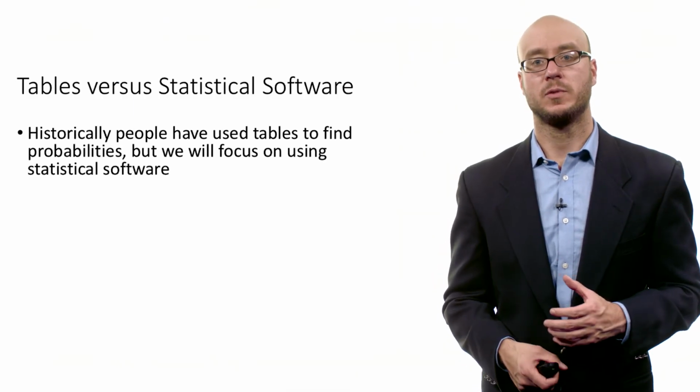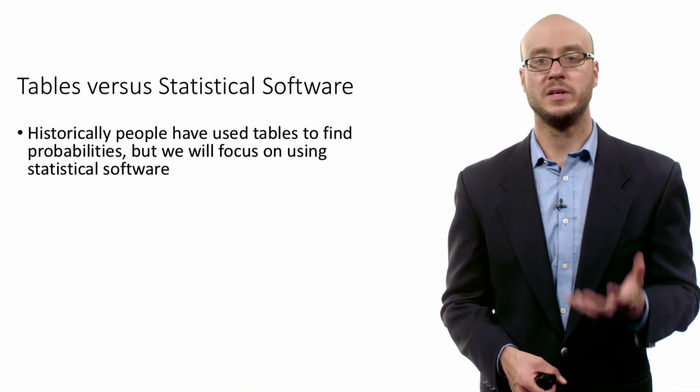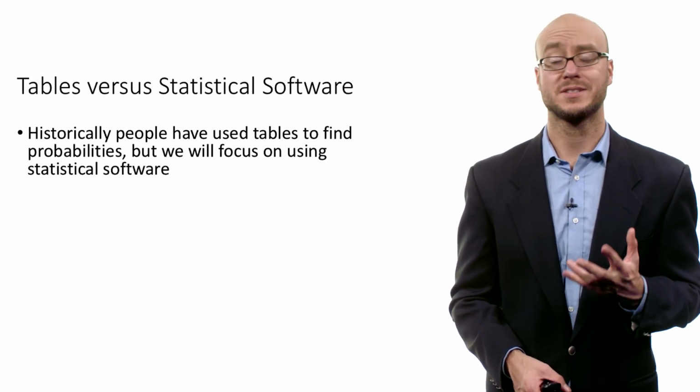Tables versus statistical software is an important distinction. Historically, people have used tables to find probabilities. That's because they didn't have computers. But we will focus on using statistical software. There's no reason not to use statistical software, except that occasionally you'll encounter probability tables, so it's important to understand them. But we like statistical software because it emphasizes visualization. It emphasizes the fact that these probabilities are not coming from nowhere. They're in fact coming from a normal distribution model.